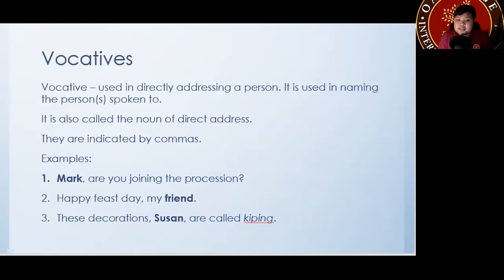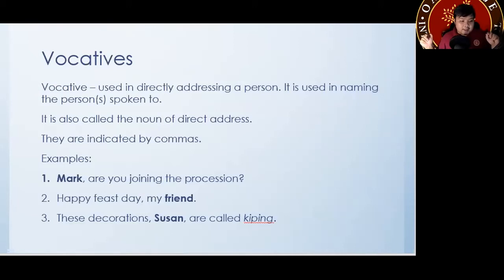So in example number one, Mark, are you joining the procession? The sentence there is directed towards a certain person named Mark. And so Mark there is the name of the one being talked to. Therefore, Mark is the vocative. Next, happy feast day, my friend. Again, it's directed towards a friend. Therefore, the vocative there is friend. You will not include anything else.